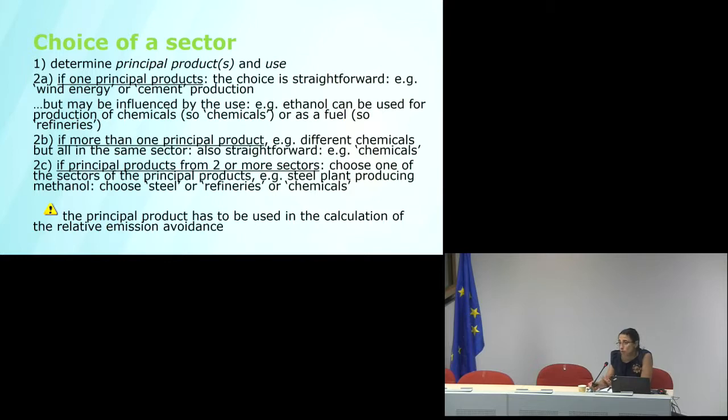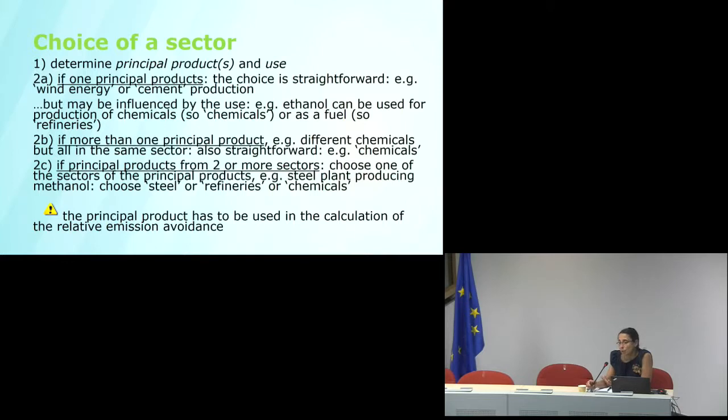There could be also more than one principal product, so several principal products, and if they fall in the same sector, like this can be the case for different chemicals, then again it is quite easy. You have to choose the sector of chemicals. But if they come or they are in different sectors, then you have a choice. Like, for example, if you're producing methanol from CO2 which is captured in a steel plant, then you can have the choice between the steel sector or refineries or even chemicals.